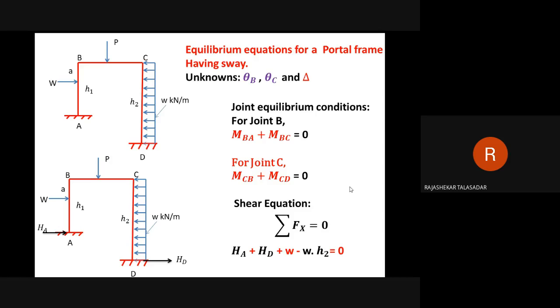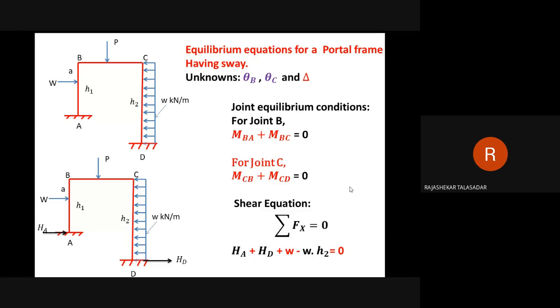Okay. Assume that there is no W as well as this W kilonewton per meter UDL. Both loads are not there. Assume it. HA plus HD equals 0. You may get these three cases. Right? You may get only one load on the vertical member. You may get two loads on the vertical member. You may not get a horizontal load on the members. These are the possible three cases you may get in your problems.